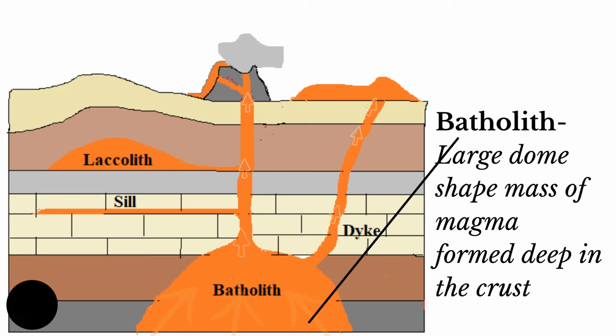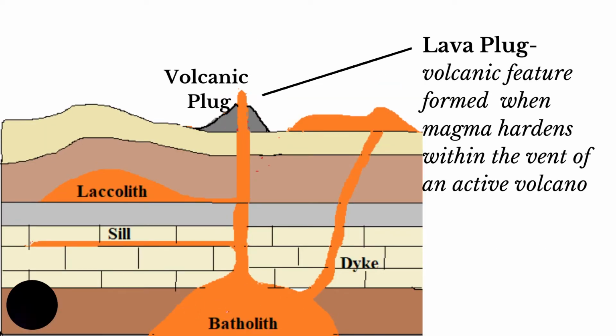A batholith is a large dome-shaped mass of magma which is formed deep inside of the Earth's crust and often acts as a magma chamber. A volcanic plug is a volcanic feature formed when magma hardens within the vent of an active volcano.